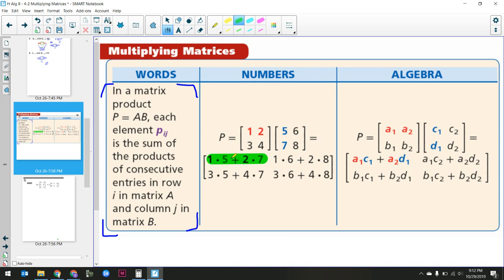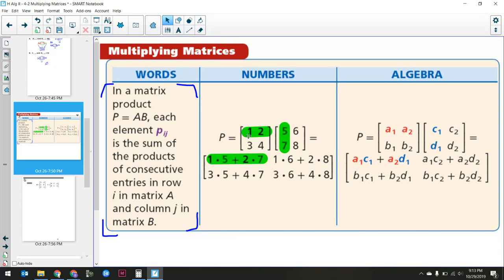So this entry is 1, 1, P11, row 1, column 1. That means I'm going to take row 1 out of the first matrix, column 1 out of the second matrix. And I'm going to multiply corresponding entries. So the 1 and the 5 get multiplied together. The 2 and the 7 get multiplied together. And then I add up the products. 1 times 5 plus 2 times 7, that'd be 5 plus 14, that'd be 19, right?